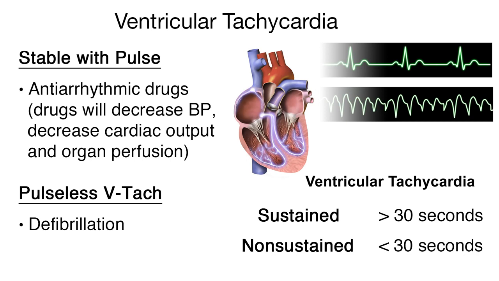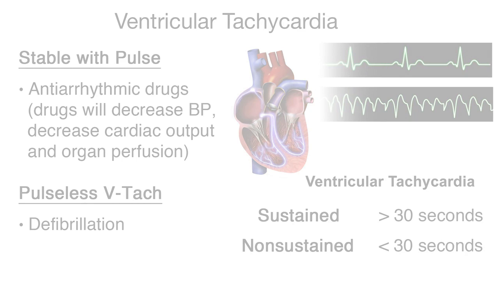All drugs used to treat VTAC decrease blood pressure, so if the patient has an unstable low blood pressure, the drug would further decrease cardiac output and organ perfusion. Torsade de pointe is a variation of VTAC that can progress to ventricular fibrillation.